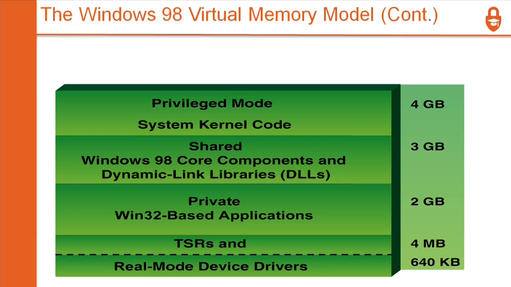And then we have private Windows 32 based applications. We have the TSRs, the terminate and stay resident programs. And then we have real mode device drivers. They actually need to talk to that hardware. And that's where it goes in the 640K memory. Only our real mode device drivers. Everything else is virtualized and abstracted up into higher memory, okay? So that's the key here.